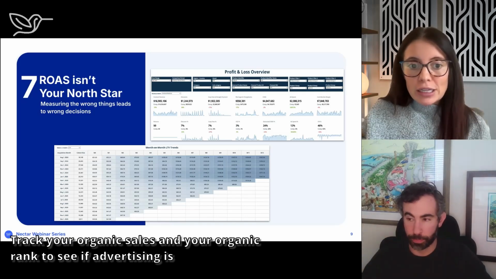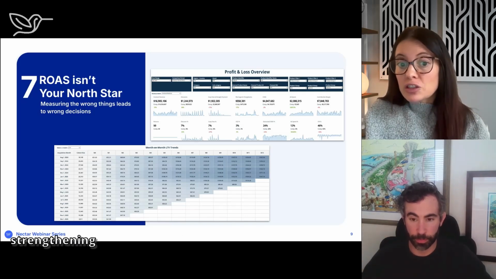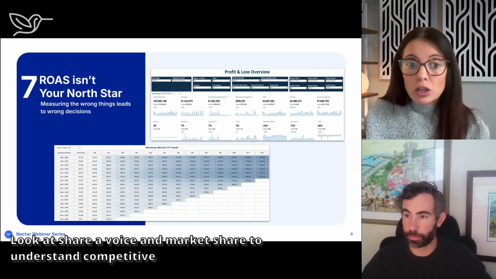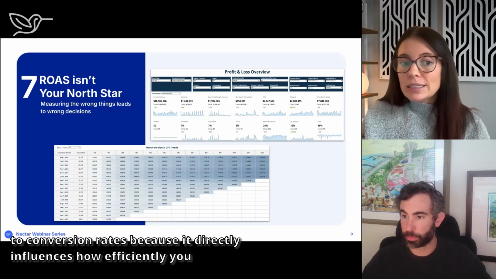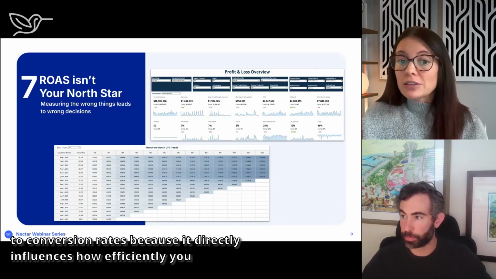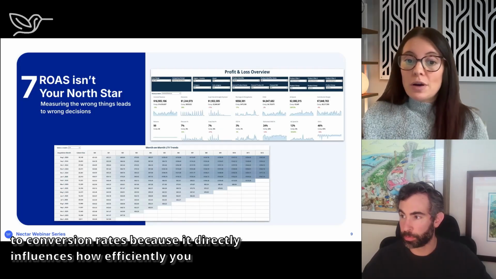Track your organic sales and your organic rank to see if advertising is strengthening your natural position. Look at share of voice and market share to understand competitive movement, and then pay attention to conversion rates because it directly influences how efficiently you can scale.